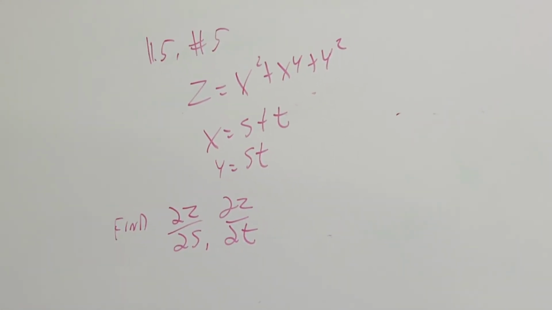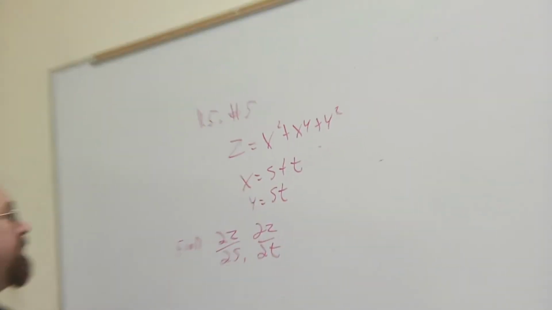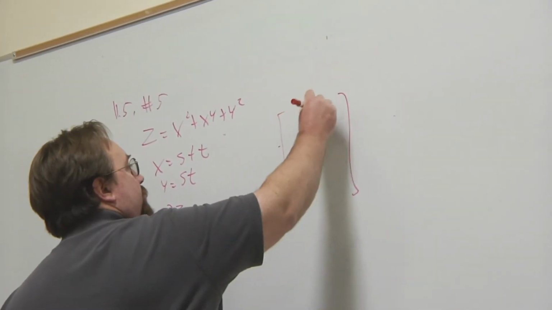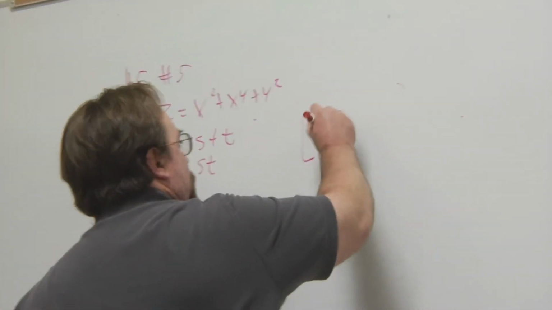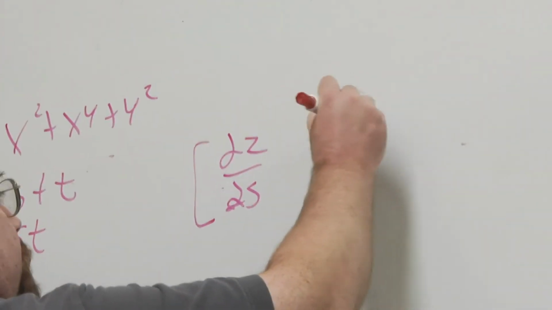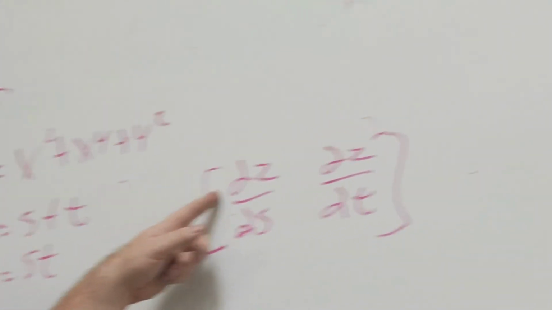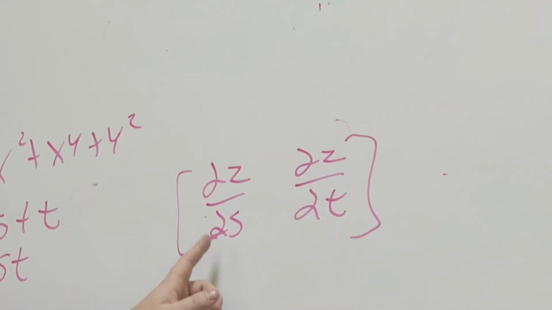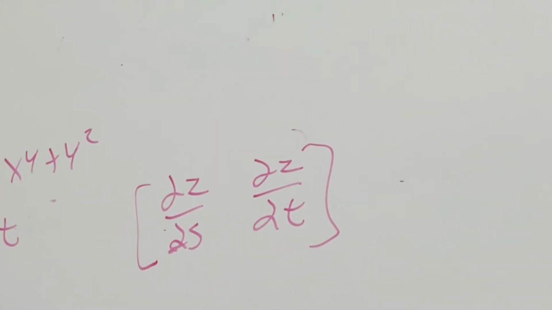All right. So the idea is that partial of z with respect to s, write it this way, with respect to s, partial of z with respect to t. So notice we have only one function, scalar value function z, with respect to two variables. So I list the variables I'm differentiating with respect to in different columns.